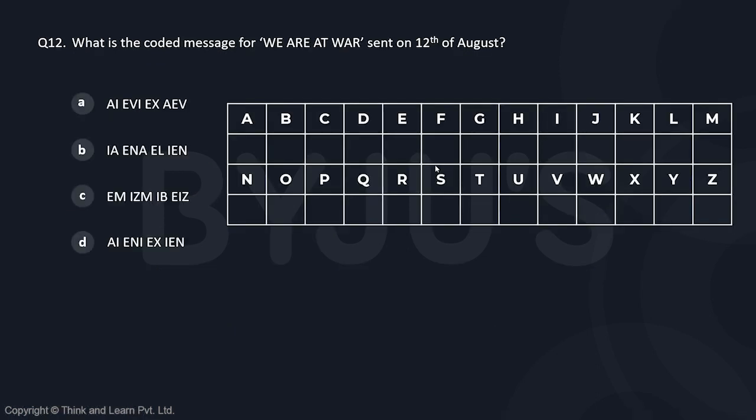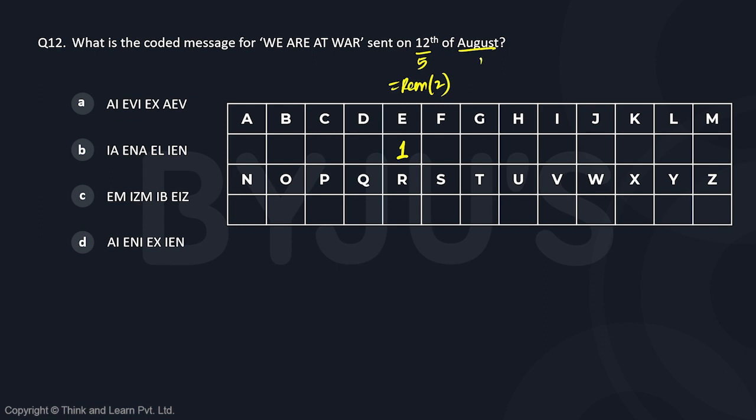Question number 12. What is the coded message for "We are at war" sent on 12th of August? So, in order to solve questions of this set, we will be writing A to Z normally. And we will look at the date. The date is 12th, which when divided by 5 will give us the remainder as 2. So, we'll start with the second vowel, which is E. So, this will be the first letter in the series.